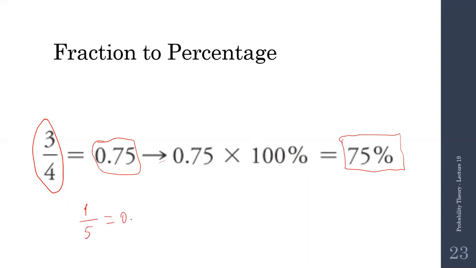Or for example, 1/5. 1/5 gives us 0.2, which is 20%. 0.2 times 100 percent gives us 20%. In order to find the percentage of a fraction, first of all, we need to find the decimal fraction, then we multiply by 100.